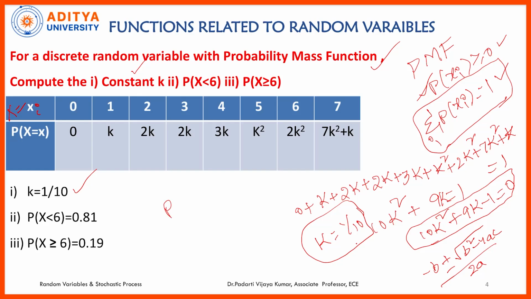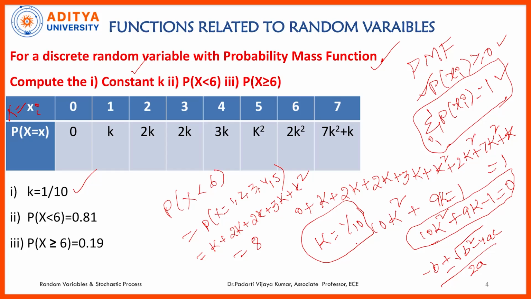And next we are asked to compute the probability of X less than 6. So X less than 6 includes the probability of X equal to 0, 1, 2, 3, 4, 5; all these values should be calculated. So k plus 2k plus 2k plus 3k plus k square, all these values. So this is equal to 8k plus k square. That is 8 by 10 plus 1 by 100. So you will get 0.81.